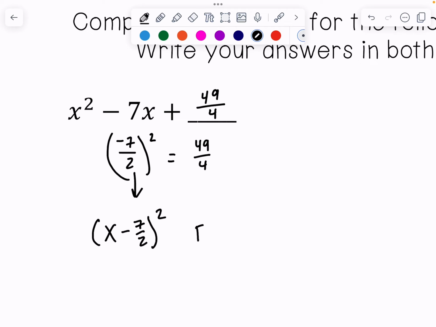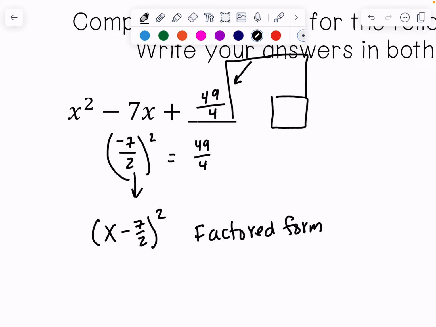So once again, this is the factored form, which is really useful when you are solving. And this is what I actually needed to add into the blank. This is the area of that little square that actually completes the much larger square.